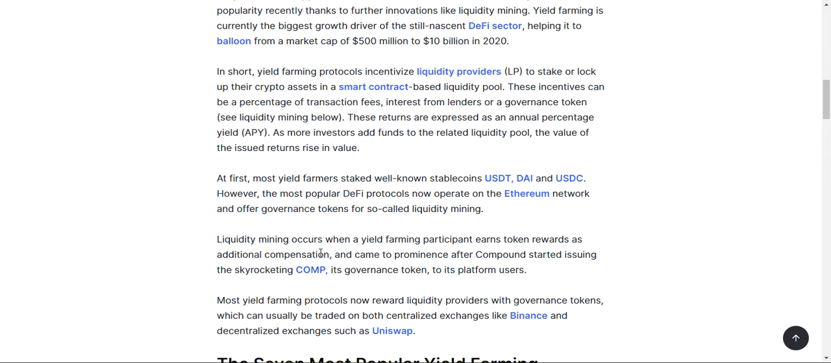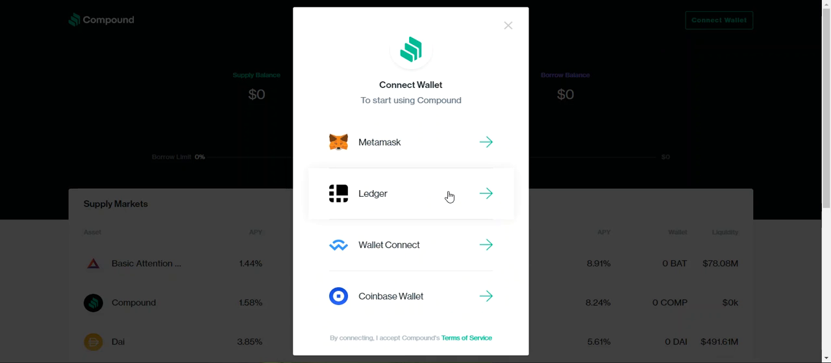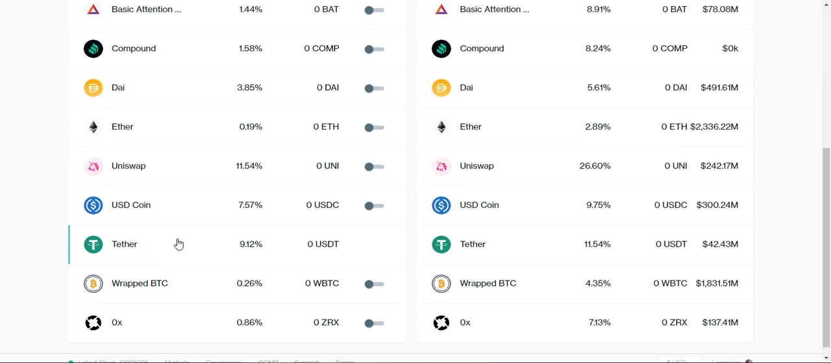So people were dumping all kinds of money into the Compound protocol. You can see here, this is Compound.finance. If you were to go to Connect Wallet, you can only access Compound by a third party wallet, whether it's the Coinbase wallet, a Wallet Connect via Trust Wallet, or any other wallet that uses that, Ledger or MetaMask. But you can see here, as of right now, if you would have deposited your BAT, you're going to get 1.44%. And you kind of just see down here.